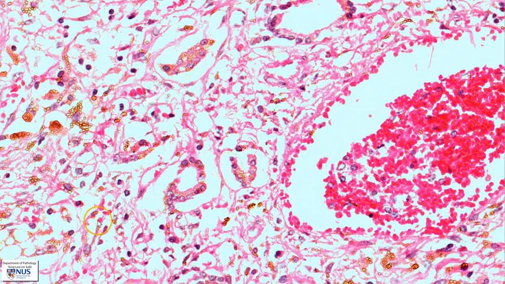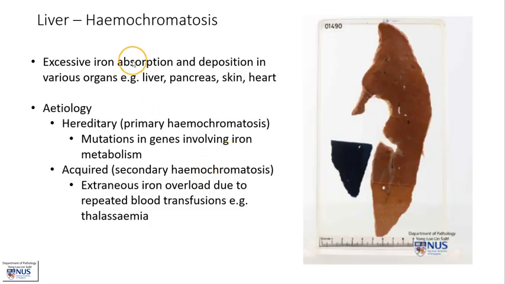Let's learn a bit more about hemochromatosis. Hemochromatosis is a condition in which there is excessive iron absorption and deposition in various organs, for example, the liver, the pancreas, the skin, as well as the heart. And this iron deposition can give rise to damage to these organs.